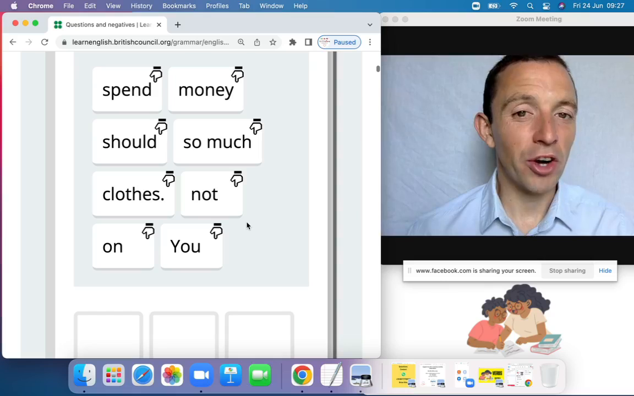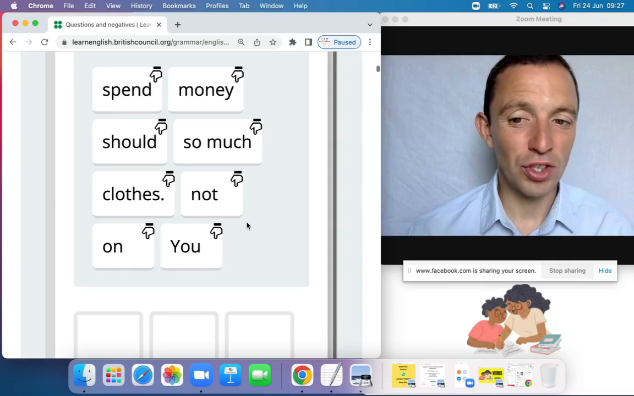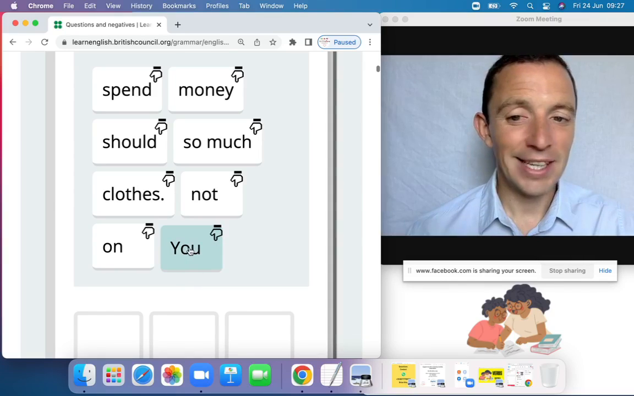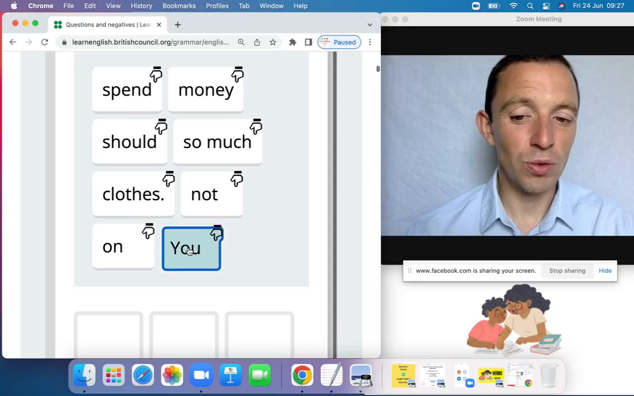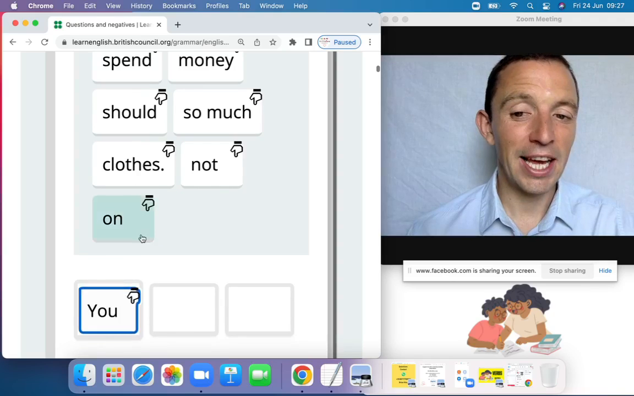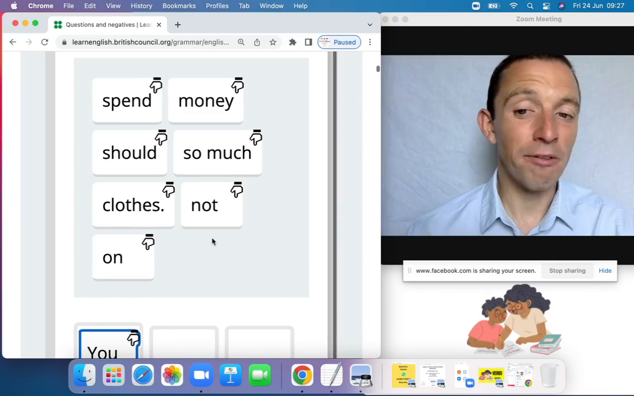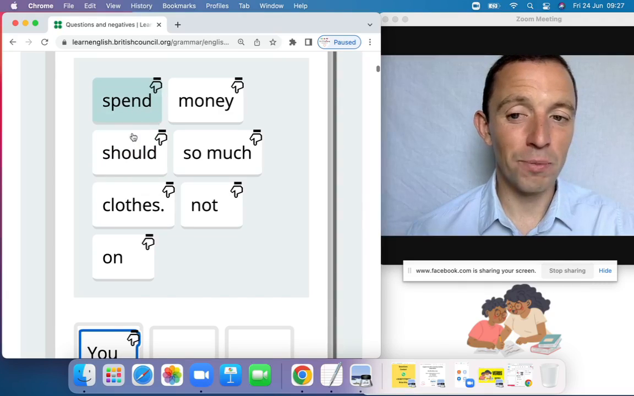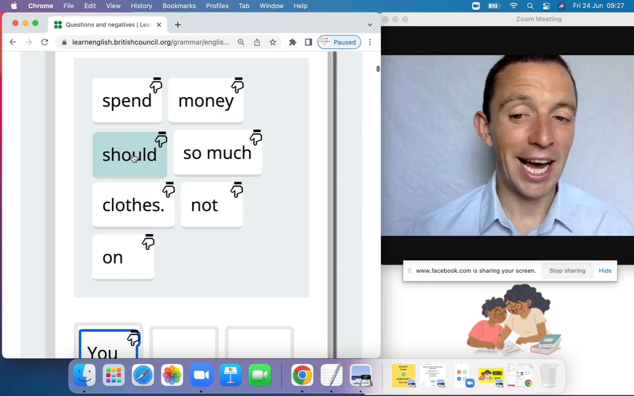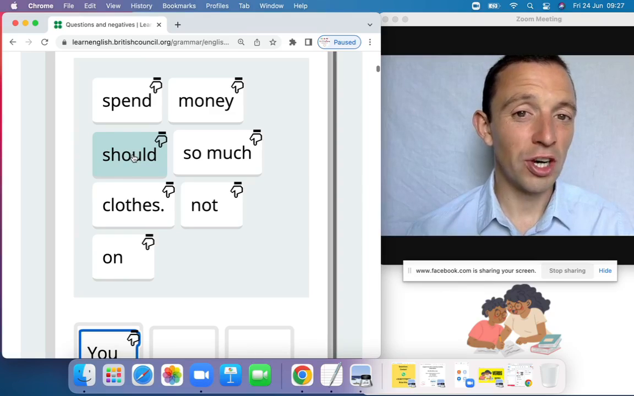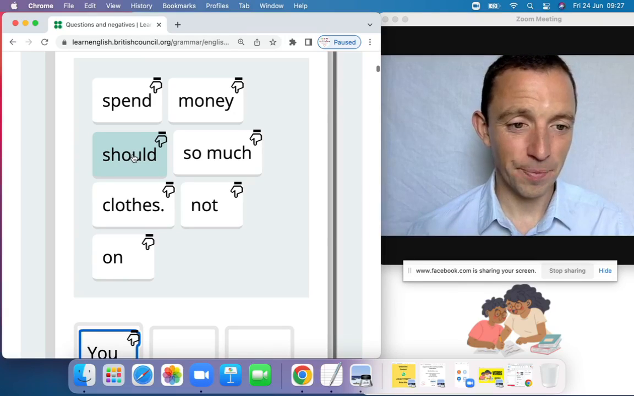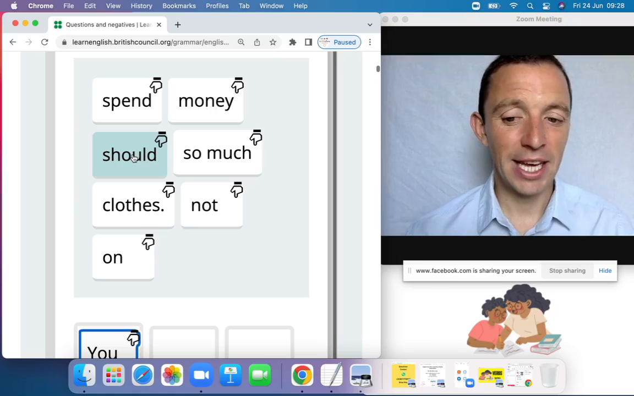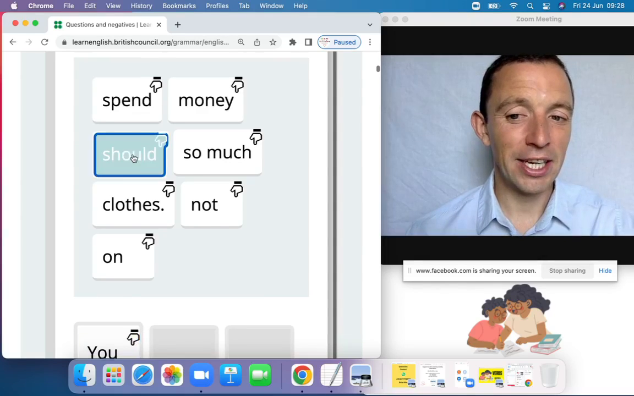So again, we look first for the subject. What is the subject? You. This is the only subject, you. So you, let's put at the beginning. The verbs or verb, spend, should. Two possible verbal forms. Should is recommendation and advice. You should contact your friend. It's a recommendation and advice. So the modal should is typically at the beginning.